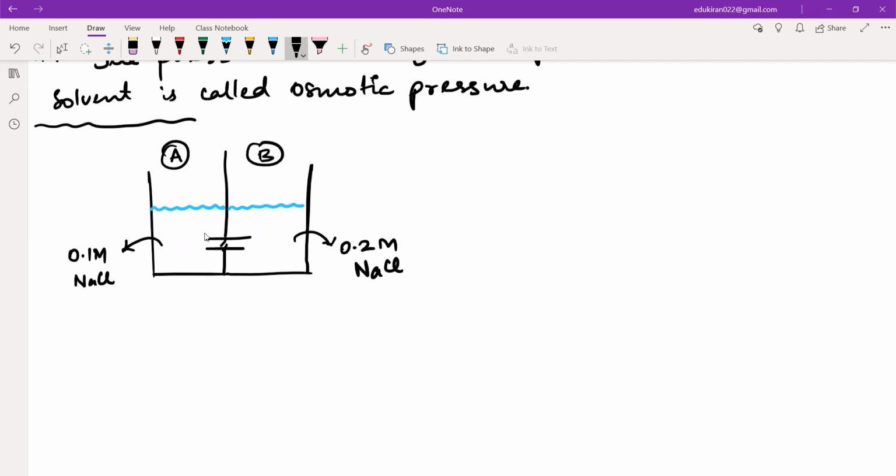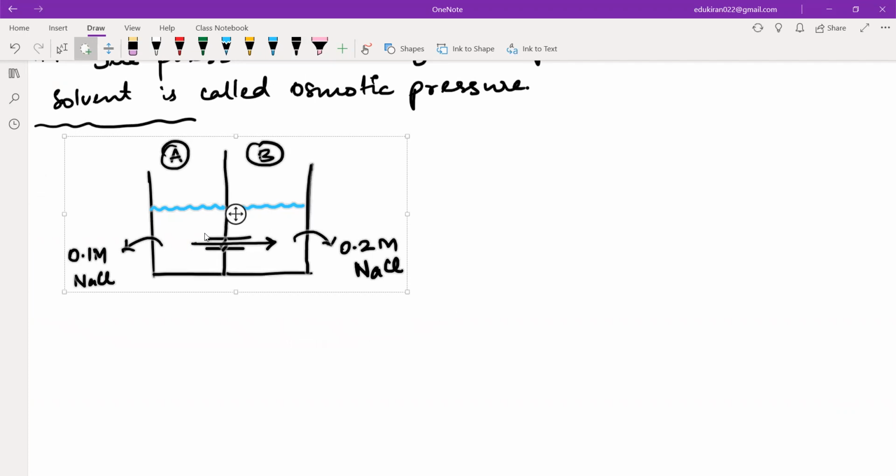Look at the definition of osmosis and tell me whether the flow of solvent will be from A to B or B to A. From A to B. Very good, correct. A to B, right? From lower concentration to higher concentration. Okay.